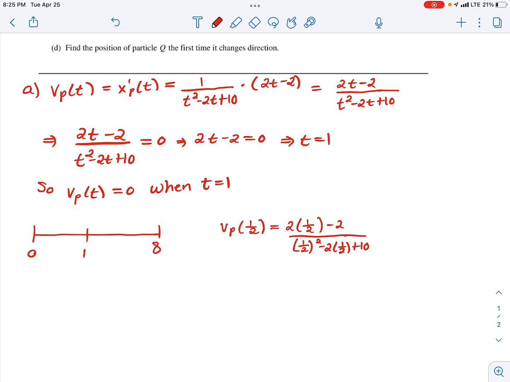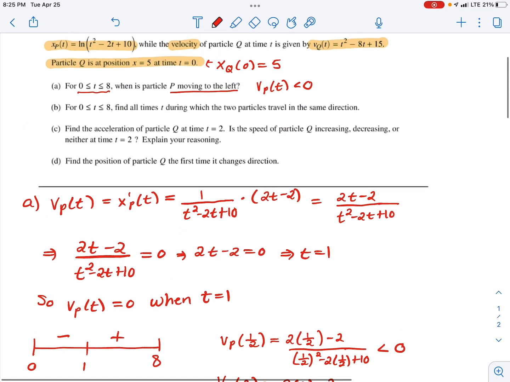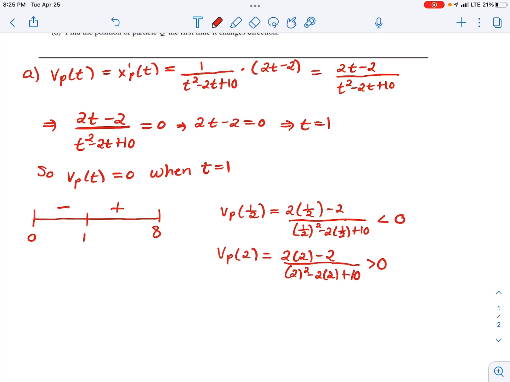So I'm only really interested in whether this is going to be positive or negative. It looks like the top will be negative and the bottom will be positive. A negative divided by a positive is a negative, so this is less than 0. And then now I'm going to plug in 2. So I get 2 minus 2 over 2 squared minus 2 times 2 plus 10. This is definitely going to be positive, so I should get a plus here. So we know that particle p is moving to the left from 0 to 1.